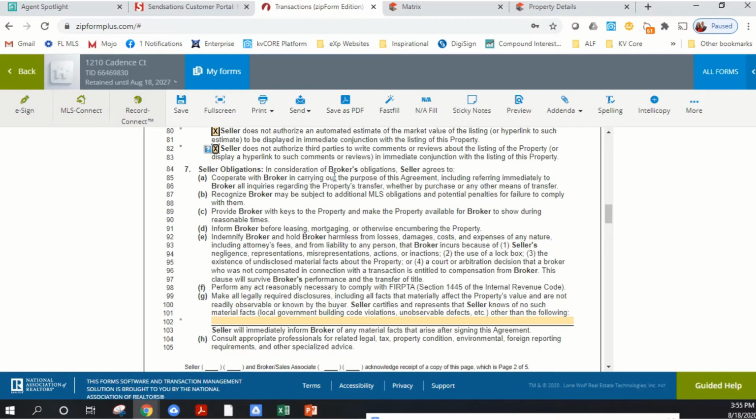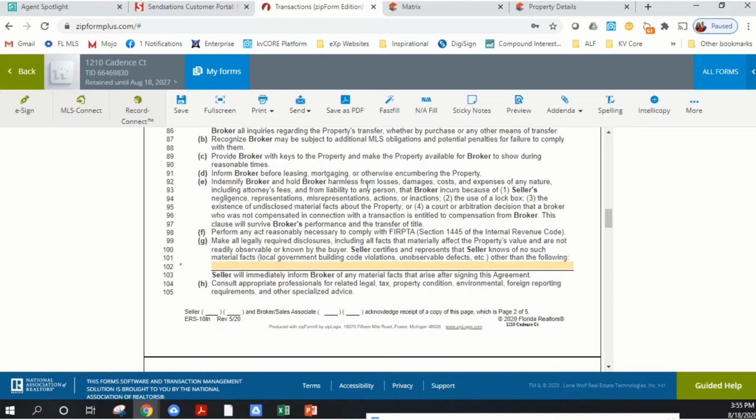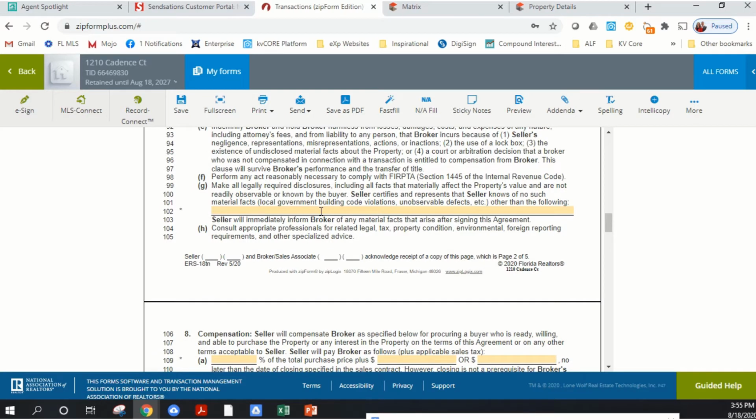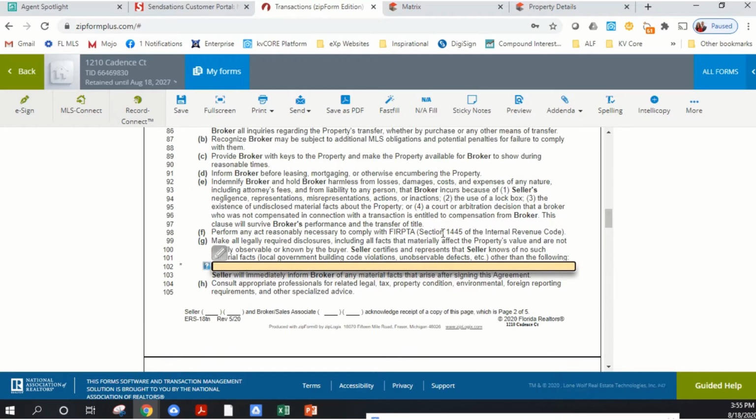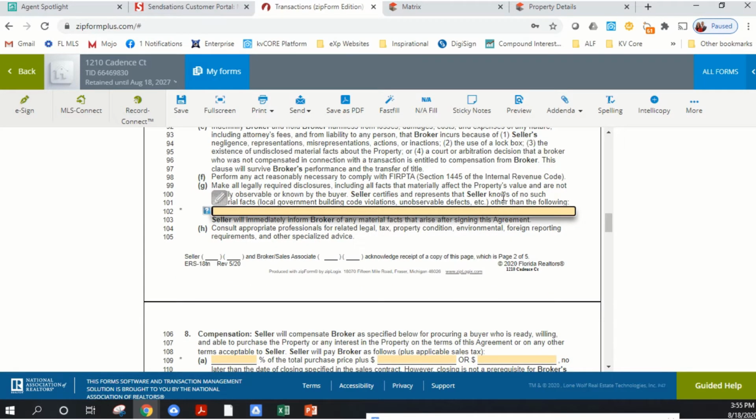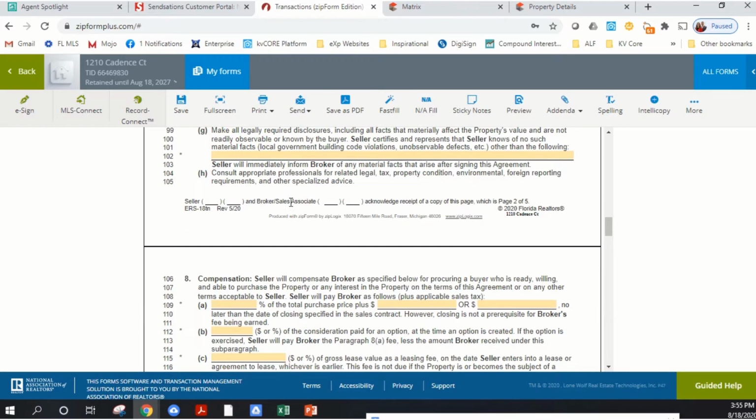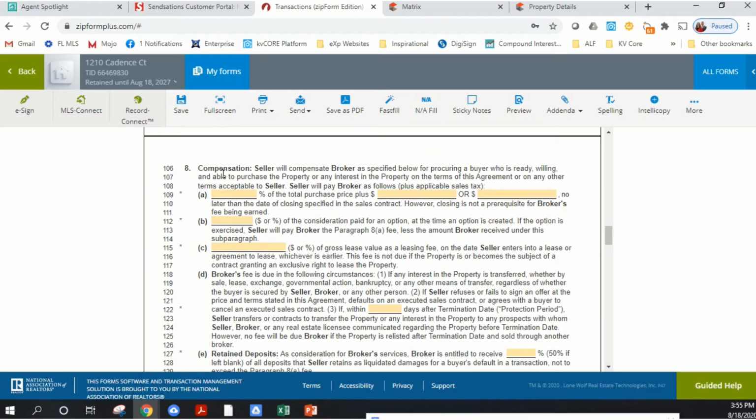Seller obligations and consideration of broker obligations. All that stuff. You can read that, make it legally known. This is where the seller would have to tell you if there's material facts that they know about that would be a violation of code, or if there's a sinkhole or anything like that. That's your cue to ask those questions. Here's compensation, right? So this is the portion that you're going to need to negotiate. This is total compensation right here.